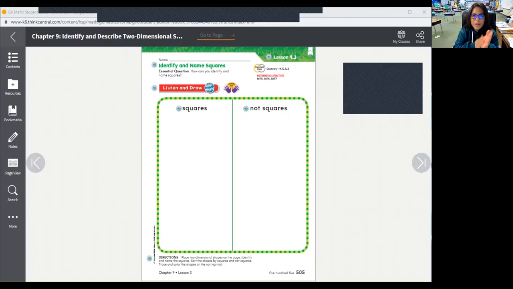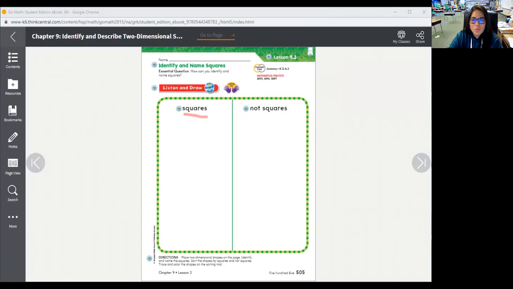So today we're going to be able to identify and name squares. We're going to be able to see a shape and say, oh, that's a square. We're going to be able to identify and say, oh, that is a square. And this is how you spell square.